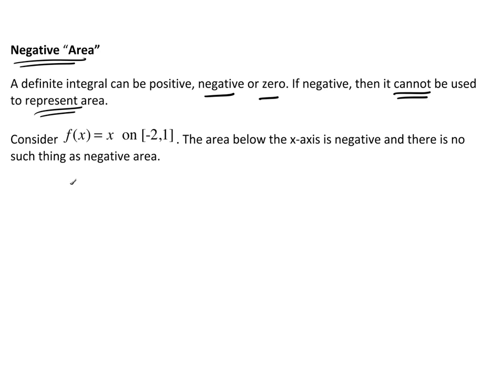So let's consider f of x equals x on negative 2 to 1. Well, that's a pretty easy one to draw here. Here's 1, here's negative 1, negative 2. It's going to look like this. So the area below the x-axis is negative.